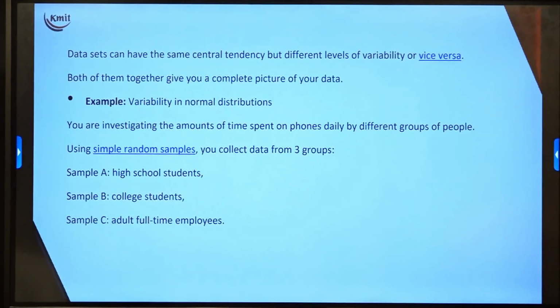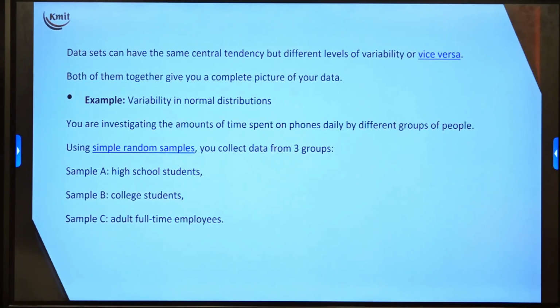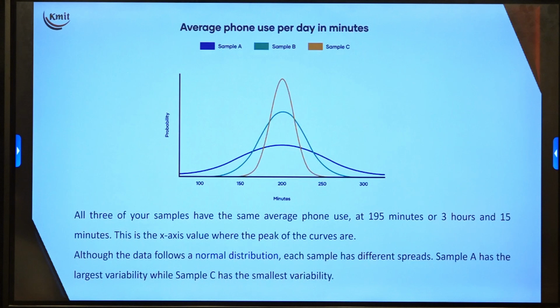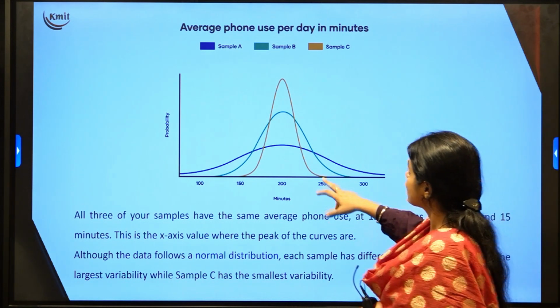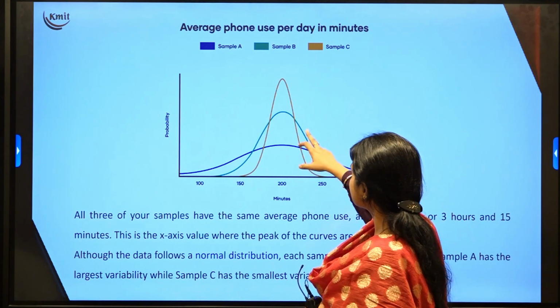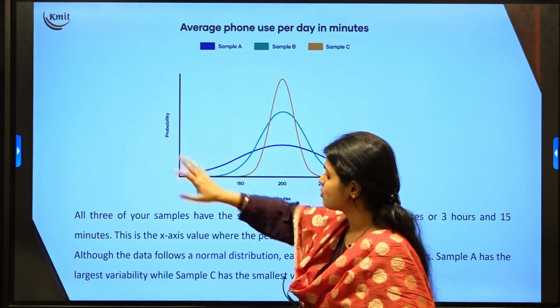So let's take an example of variability in normal distribution. Suppose we are investigating the amount of time spent on the phone by different age groups of people. I have three samples here: phone use by high school students, college students, and adult full-time employees. When I take the statistics into consideration and plot a distribution graph, as you can see, I have these three plots, sample A, sample B and sample C, minutes versus probability.